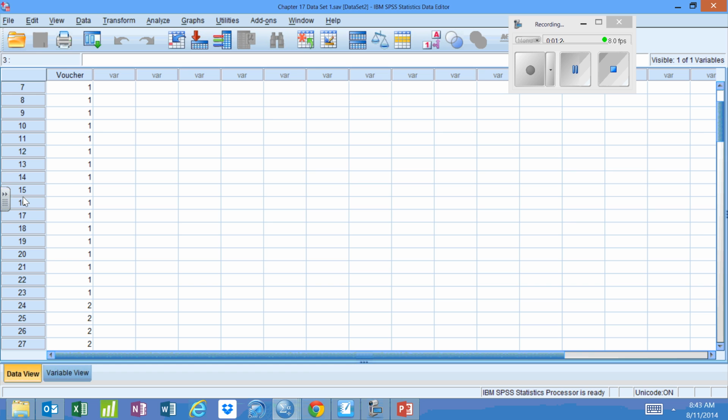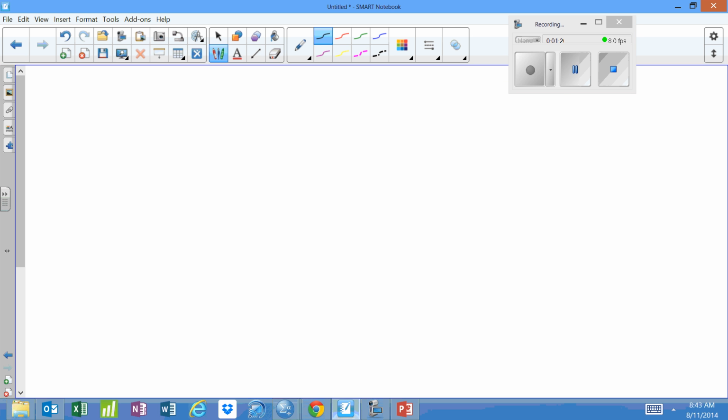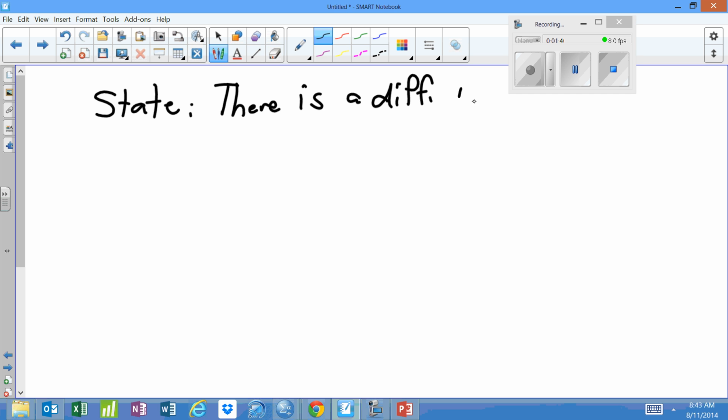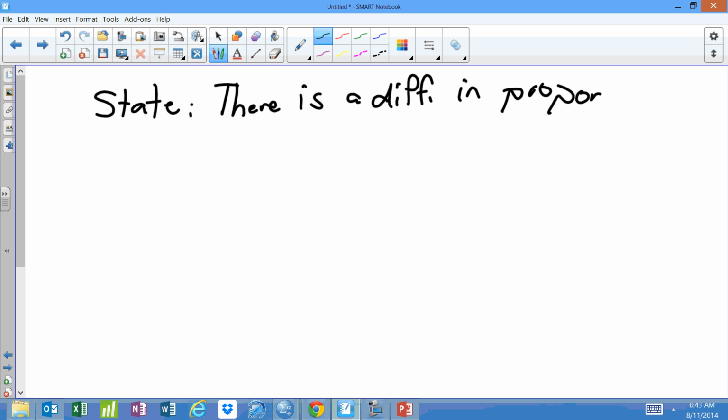So to run our chi-squared analysis, we're going to again do a 4-step problem because we are actually testing. So our first step is our state. And when we run a chi-squared test, we're just looking at the proportions, and we want to look at if there is a difference in the proportions of opinions on vouchers.